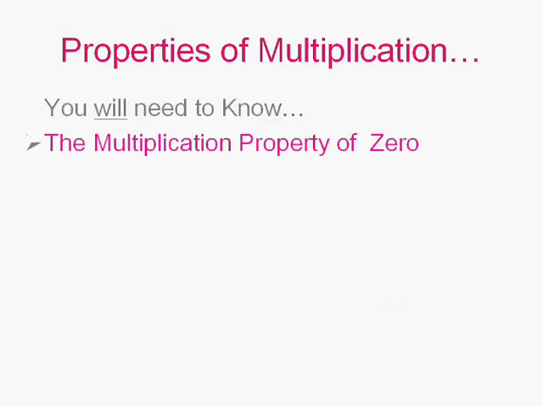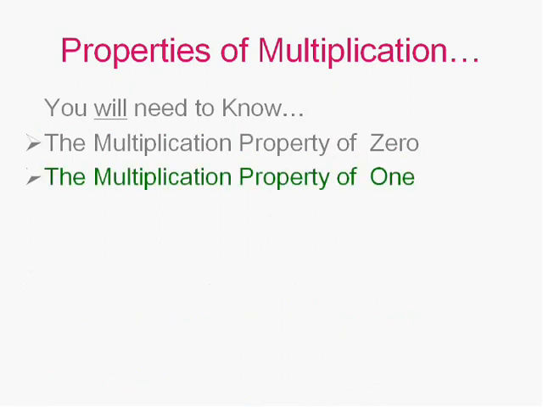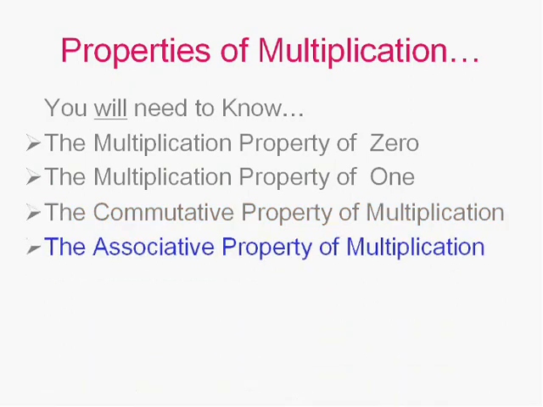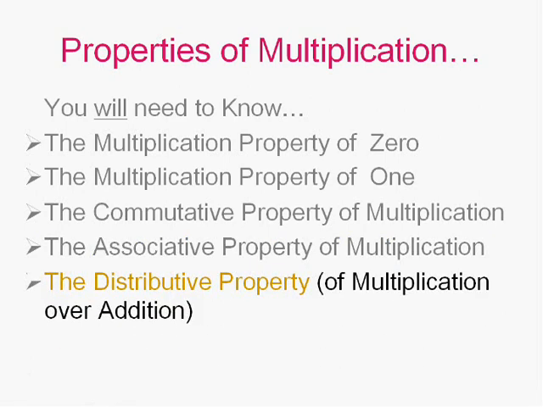There's the multiplication property of 0, the multiplication property of 1, the commutative property of multiplication, the associative property of multiplication, and I told you there were 5, the distributive property. Really, the distributive property is called the distributive property of multiplication over addition. It uses both. Let's take a look at each.